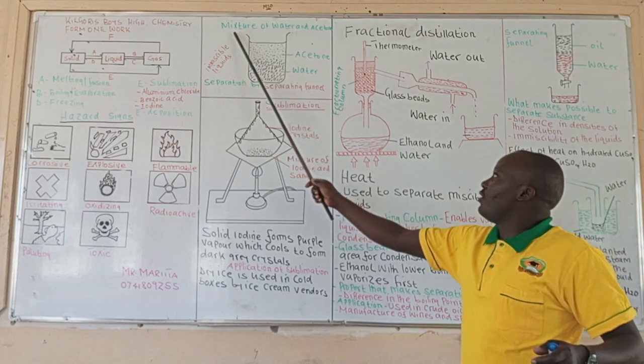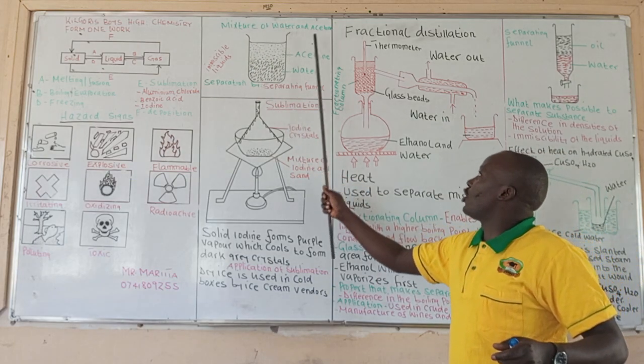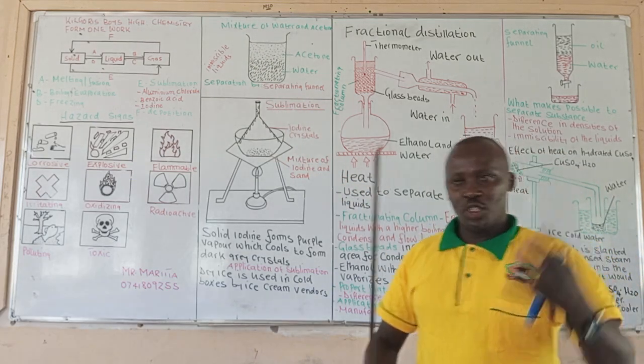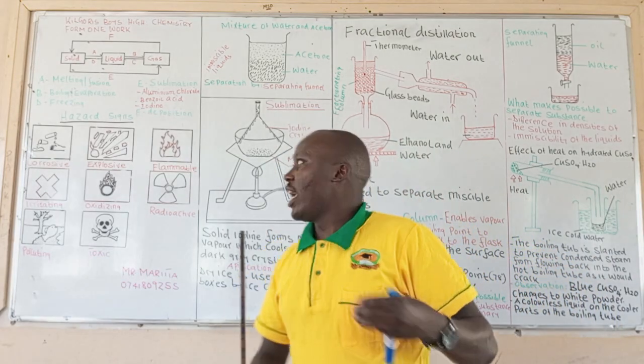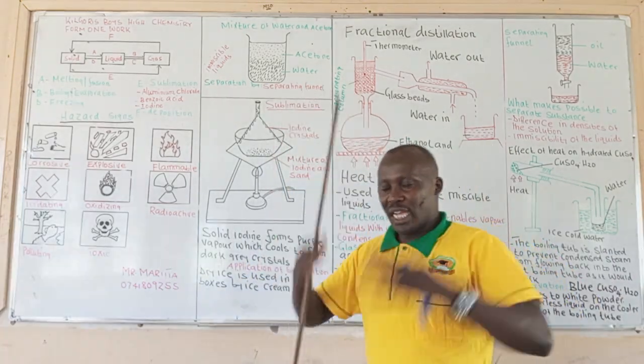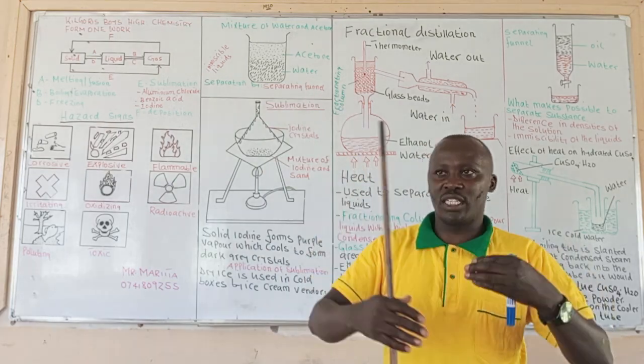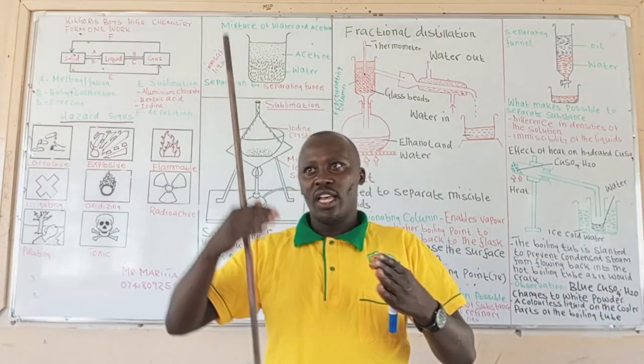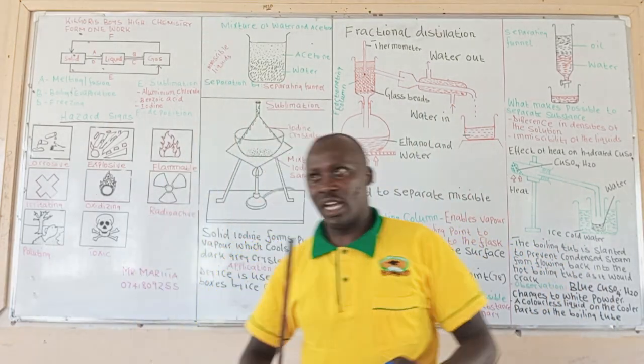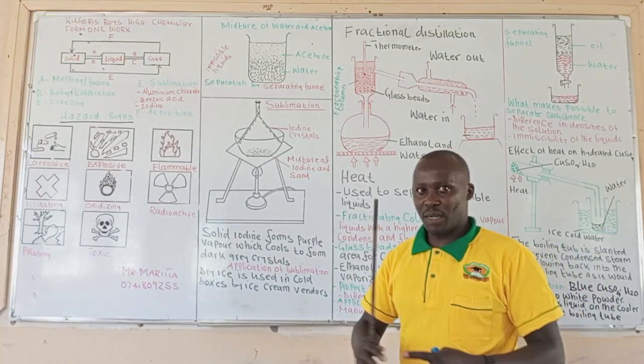The first one we have here is a mixture of water and acetone. Water and acetone do not mix. They form what we call a heterogeneous mixture, or they are immiscible substances.